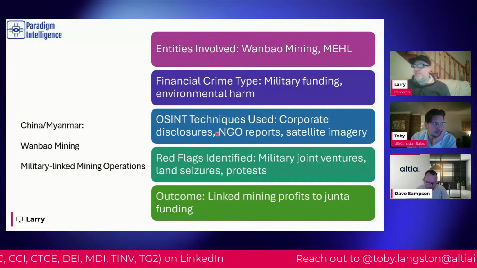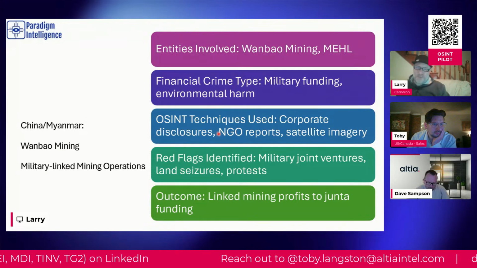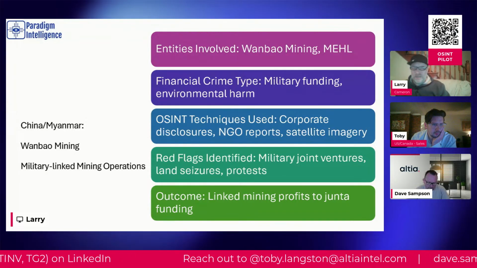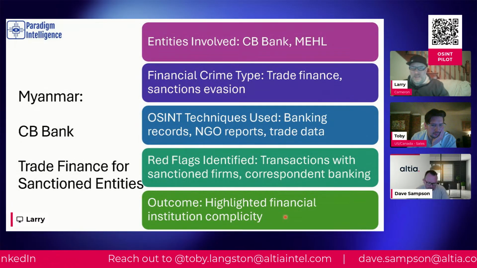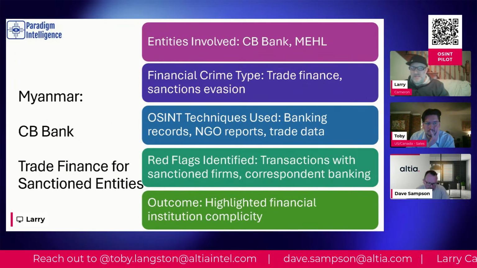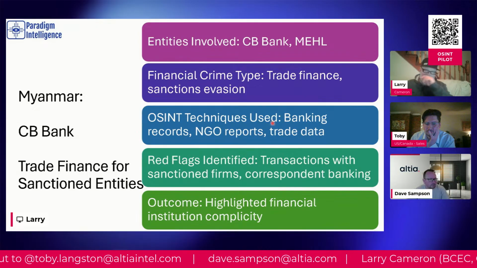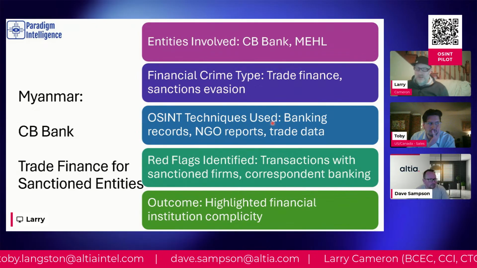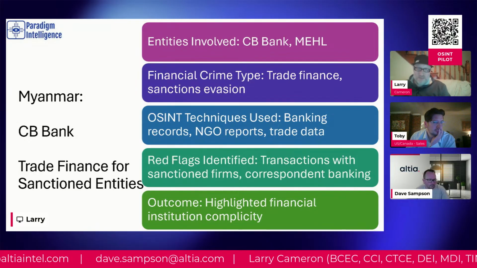Sometimes they just put up a shell company. They don't file it and they shut down. You'll find that a lot. But you can find out through the officers. Different things. Trade finance for sanctioned entities. CB Bank. Different banking records, NGO reports, trade data. Everybody in every industry needs to work together in order to find these specific criminal activities.